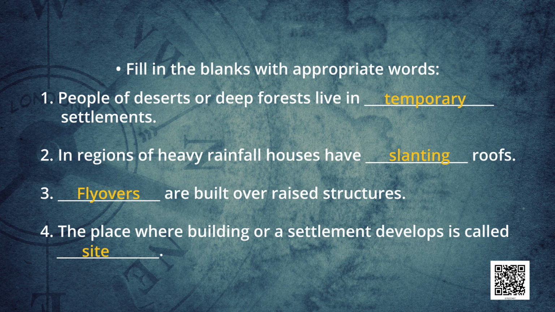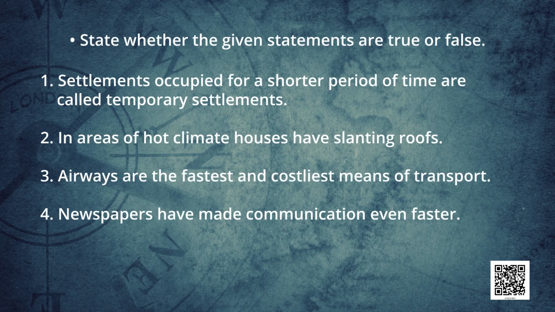Very good. So now let's see if the statements given are true or false. Settlements occupied for a shorter period of time are called temporary settlements. True. In areas of hot climate, houses have slanting roofs. False. Airways are the fastest and the costliest means of transport. True. Newspapers have made communication even faster. False.